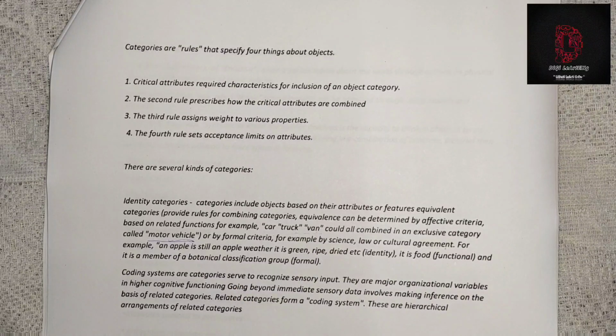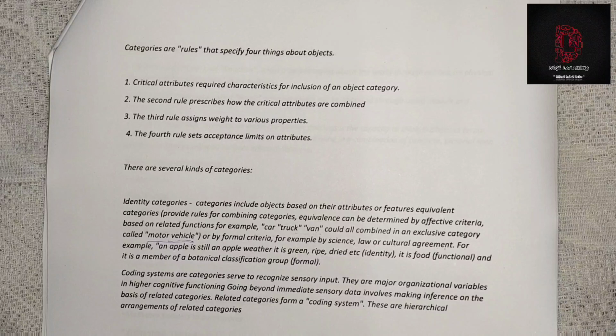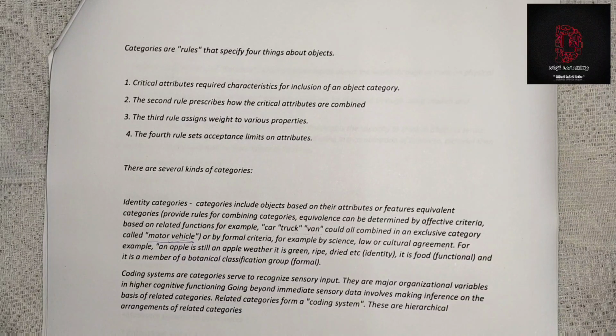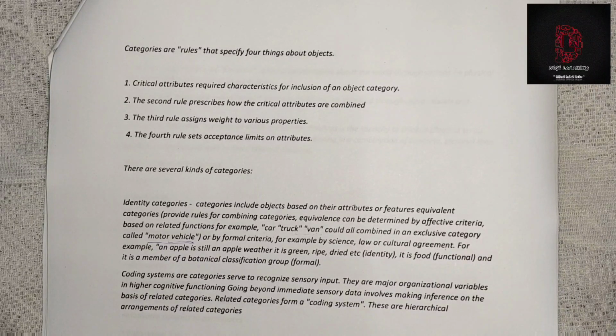Next is the coding systems. Categories serve to recognize sensory input. They are major organizational variables in higher cognitive functions, going beyond immediate sensory data, and involve making inferences on the basis of related categories. Related categories form a coding system. These are hierarchical arrangements of related categories. यही सबको हम लोग hierarchical arrangements भी बोलते हैं.